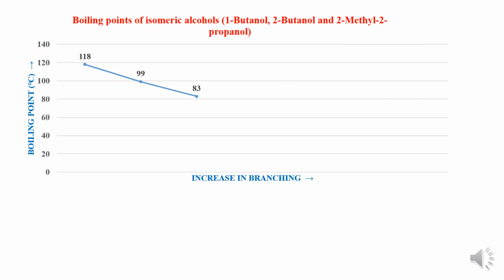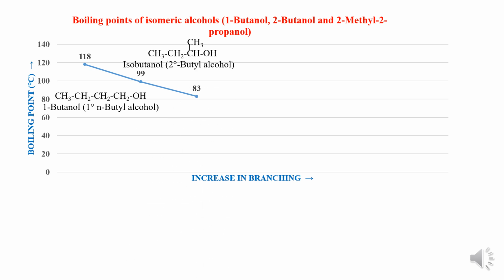Now in this particular graph, we see the influence of branching on the boiling point of isomeric alcohols. So we have considered three isomeric alcohols, 1 butanol, 2 butanol and 2 methyl 2 propanol. So 1 butanol is a primary alcohol. 2 butanol is a secondary alcohol, also called a secondary butyl alcohol. And 2 methyl 2 propanol is a tertiary alcohol. It is tertiary butyl alcohol.